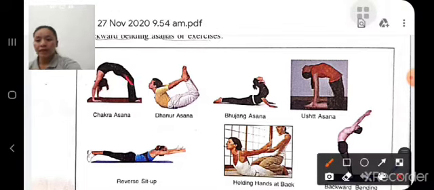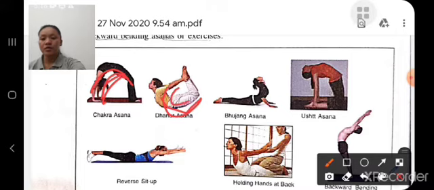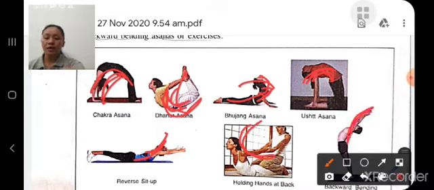like Chakrasana. In Chakrasana, backward bending. Dhanurasana, backward, in this your abdomen is bent backward. Bhujangasana, this portion is bent backward. Ustrasana, look here, this is also bent backward. Reverse sit-ups, holding hands at the back, and Ardha Chakrasana. These are the asanas which help to correct round shoulders.